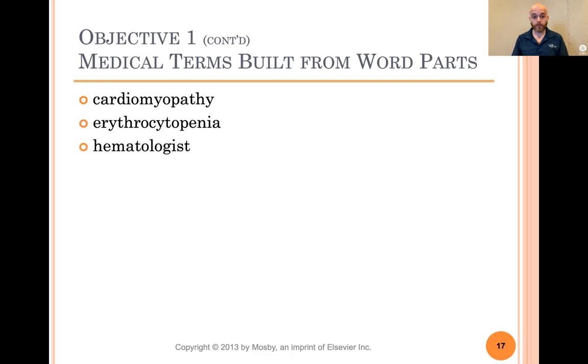Hematologist. Okay, so we've got heme. We remember heme from before. Heme means blood. An ologist is a person that studies something. So this is a person that studies blood, a hematologist. Hematology is studying blood.